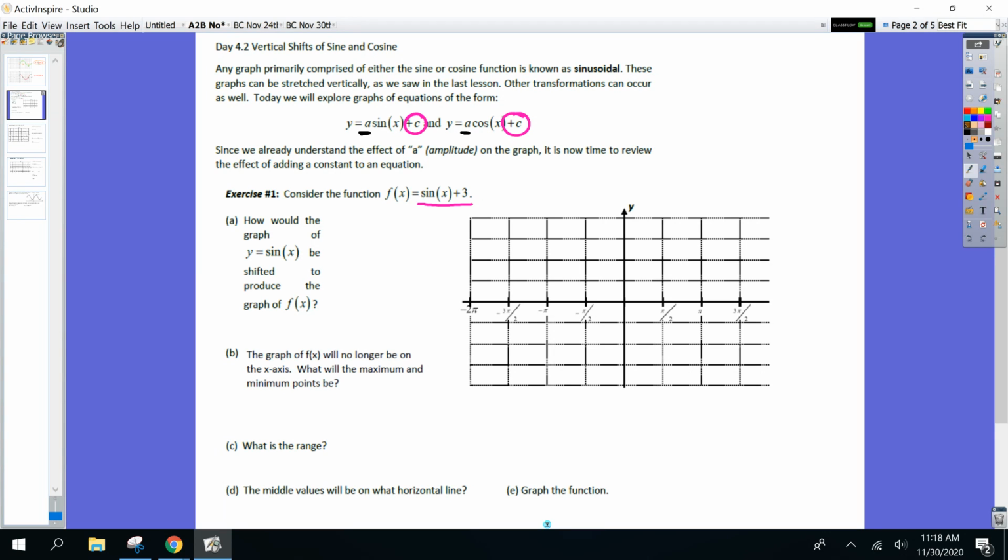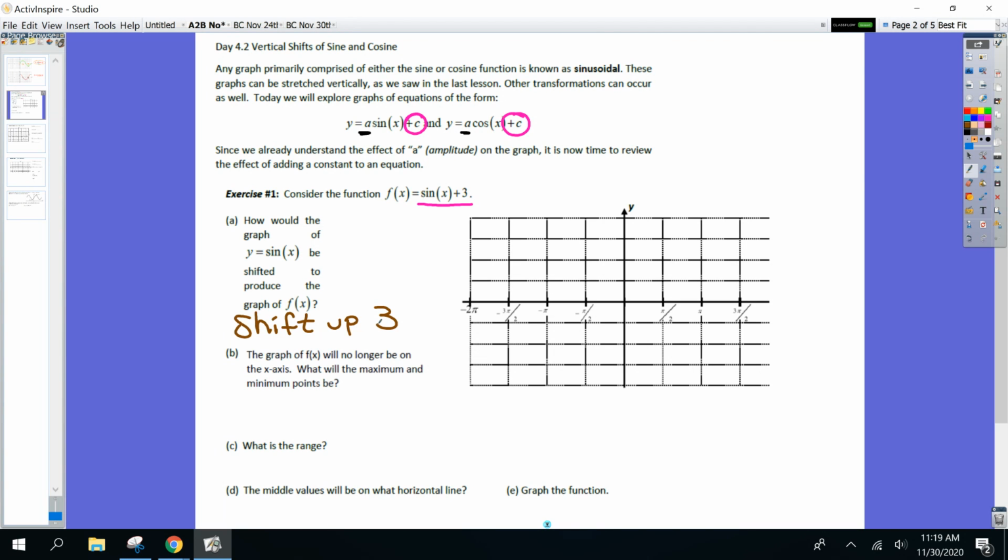The translation. Well, of what, though? Where's it going to go, Caroline? Of 3. There you go. This whole graph is going to shift up 3. Up 3. Okay? That's what the +3 means at the end. If it was -3, absolutely, we're going down 3. All right? Plus, I go up. Minus, I go down.